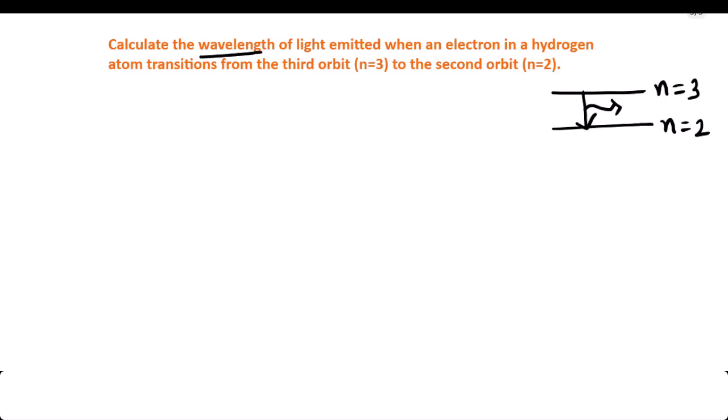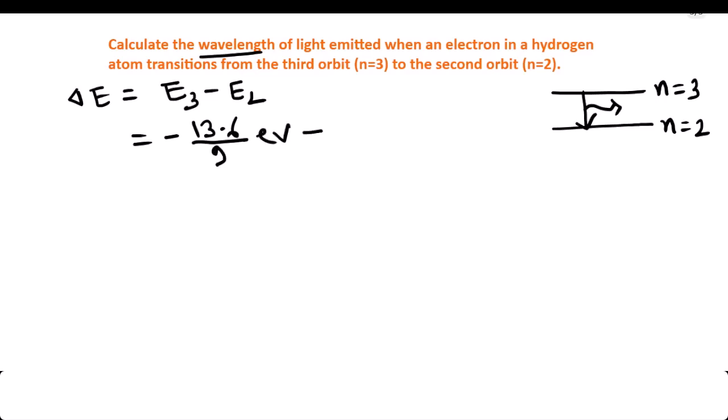Now we know the energy difference between the two orbits, that is delta E, is E3 minus E2. So E3 is minus 13.6 electron volt by 3 square, that is 9, minus, and E2 is minus 13.6 divided by 2 square, that is 4, electron volt.